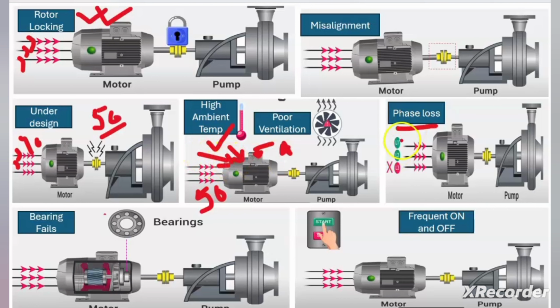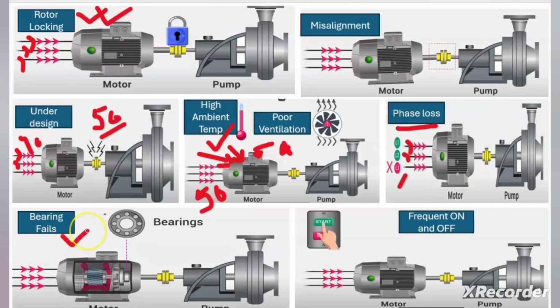The other reason is very important, which is the electrical reason of the motor overload: phase loss. Suppose any one of the phases gets lost due to any reason, then the other two phases will try to draw more current to meet the load torque demand. At that time, the other two phases of the motor will take more and more current from the supply, and it will lead to overcurrent in the motor, which finally results in overloading, or we can say overheating.